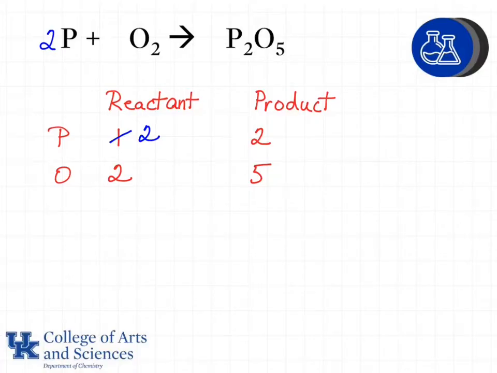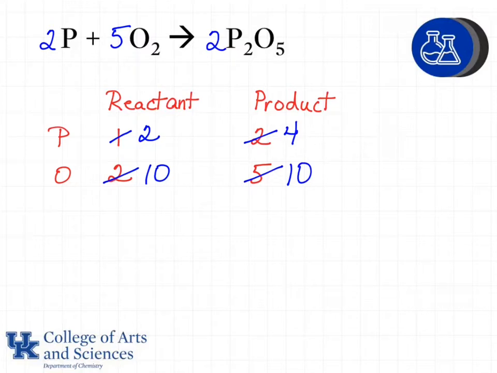I need to figure out what coefficients I can put in front of both of those species in order to get an equal number of oxygens. So the lowest common multiple of 2 and 5 is 10, which means I need to put a 5 in front of the O2 to get 10 oxygens, and a 2 in front of P2O5. When I do that, I will change to having 4 phosphorus atoms on the right and 10 oxygen atoms on the right. So now my oxygens are balanced, but my phosphorus is not.